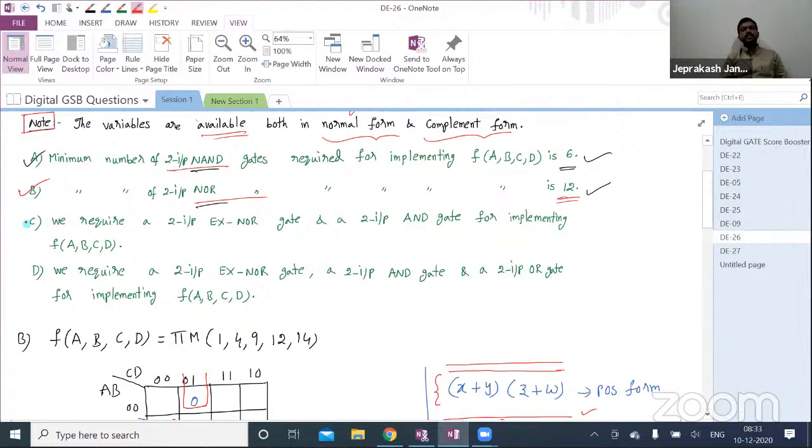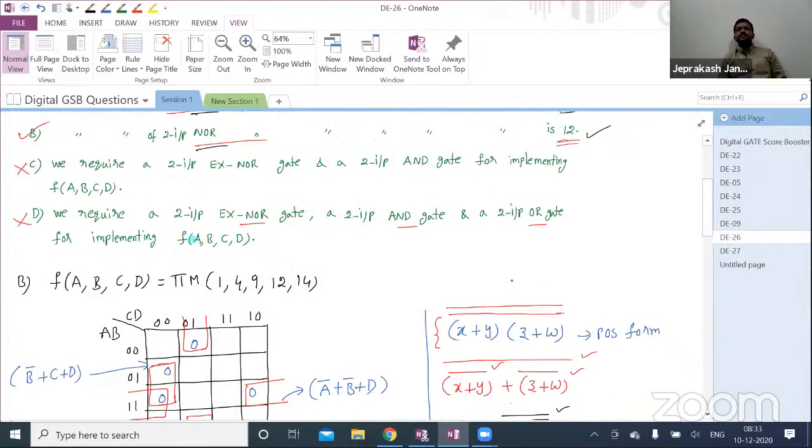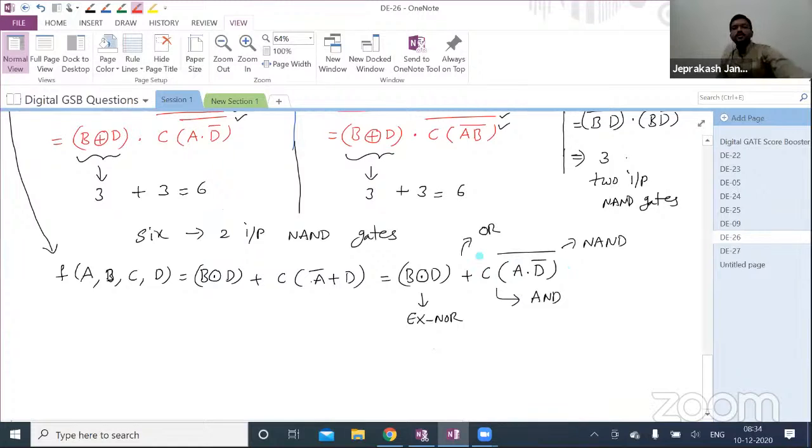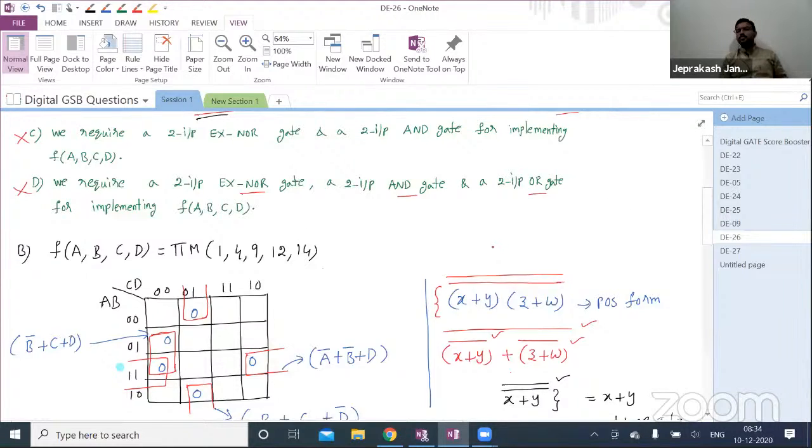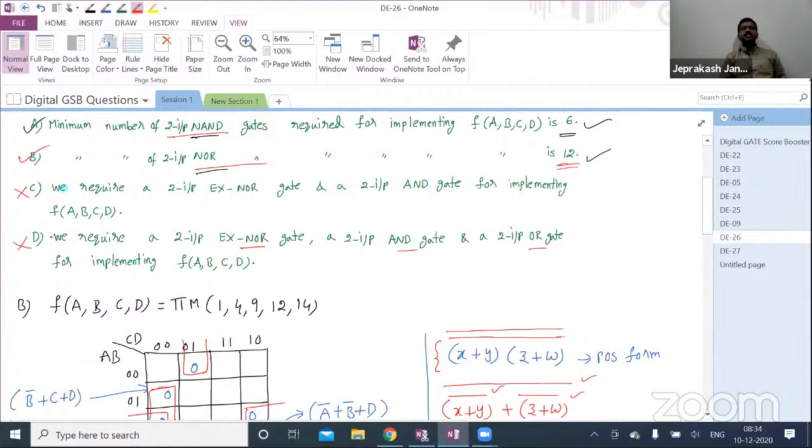Both are not correct, right? Because we require an XNOR gate, AND gate, OR gate, and a NAND gate also. Just observe here: XNOR, AND, NAND, OR. But here we have XNOR and OR only, but we require NAND also, right? So that's why option C and option D are both wrong. So only option A and option B are correct. Yes, NAND is missing, correct. Very good, Srinivas.